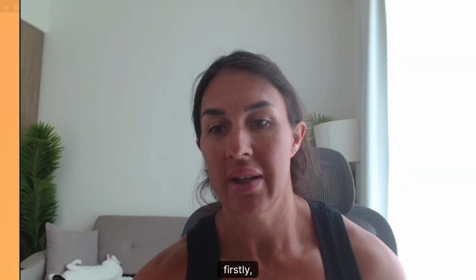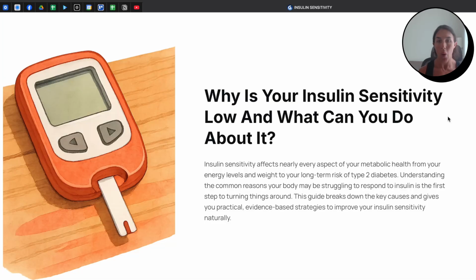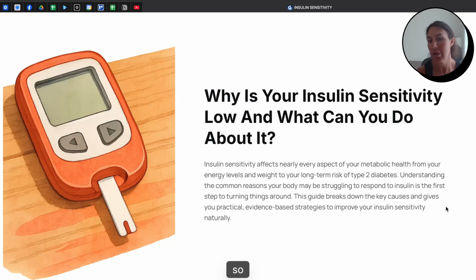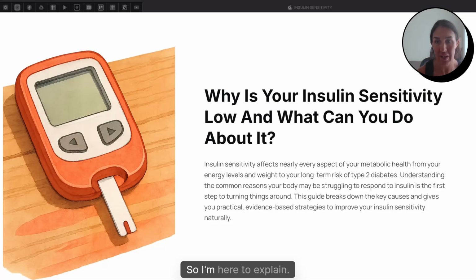Okay, firstly, why is your insulin sensitivity low and what can you do about it? Right, so people are like, oh, my insulin sensitivity is low, I'm carrying this, I'm carrying that. Well, why is it low and what can you do about it? So I'm here to explain.